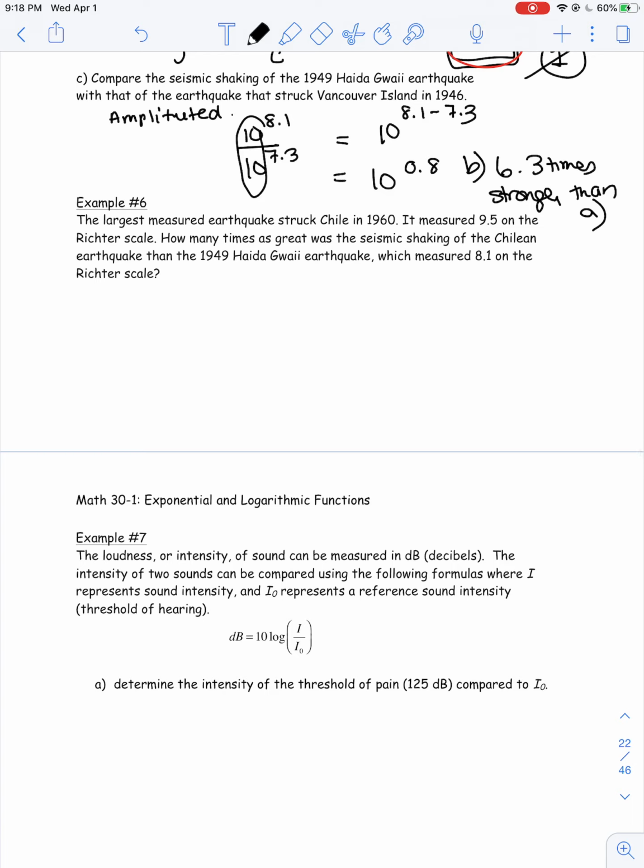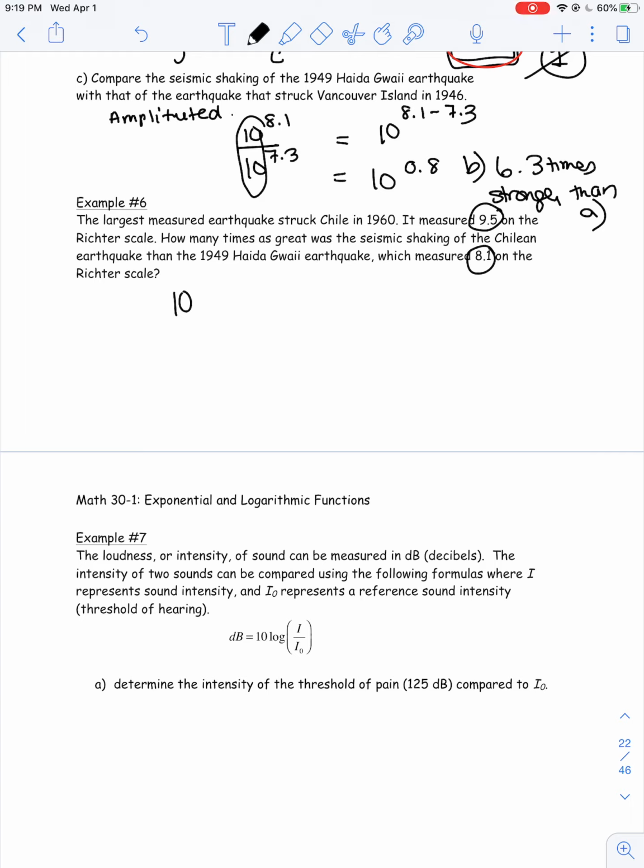Our next question is: the largest measured earthquake struck in Chile in 1960. It measured 9.5 on the Richter scale. How many times as great was the seismic shaking of the Chilean earthquake than the 1949 Haiti Guay earthquake, which measured 8.1 on the Richter scale? So we're measuring two magnitudes, a 9.5 versus an 8.1. A quick way to do this, guys, and a way that you can really simplify your work, is you just always write your magnitudes as 10 to the power of the value that they're giving you.